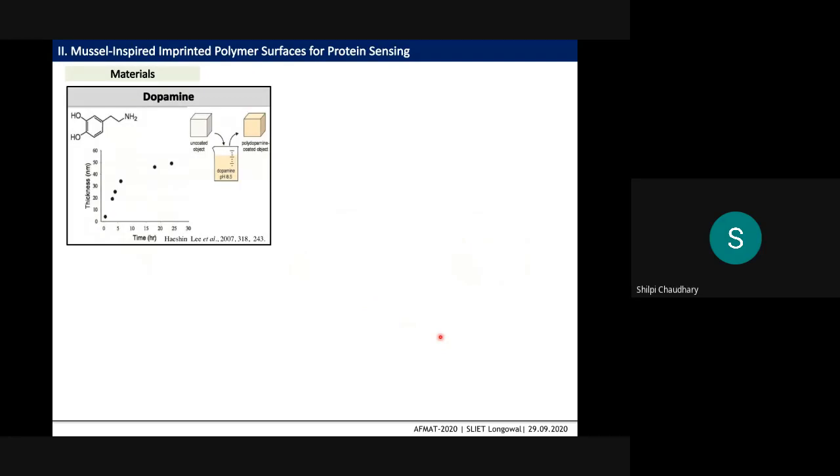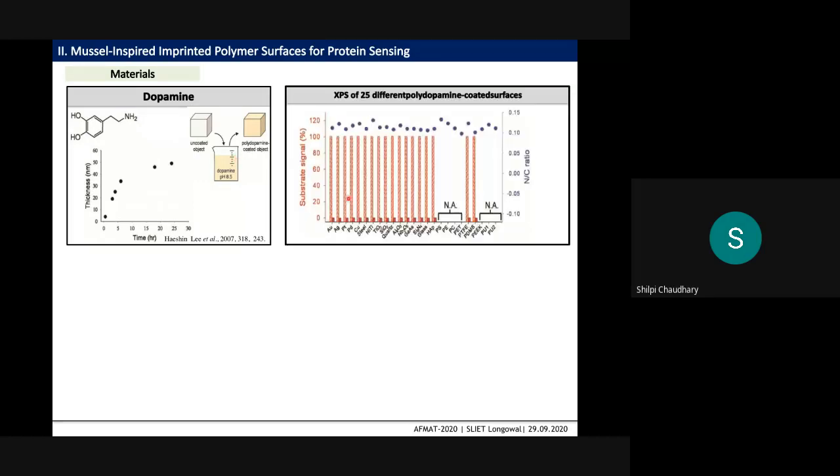Anyway, so now coming back to the dopamine, which I have used as a material, it has been shown that it can be coated simply by putting any object which you want to coat in the solution of the dopamine. And then after a while, depending on how many hours you are keeping it inside, it forms some kind of thin film on that object. And this particular author, Lee et al., they have shown, let's say, more than 10 or 15 kinds of objects onto which dopamine can be coated.